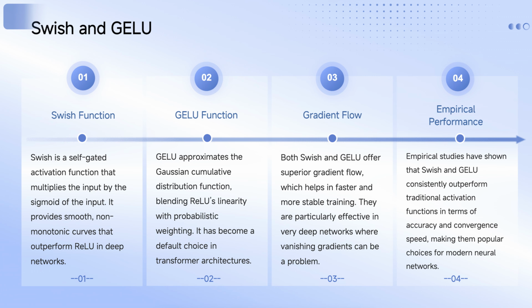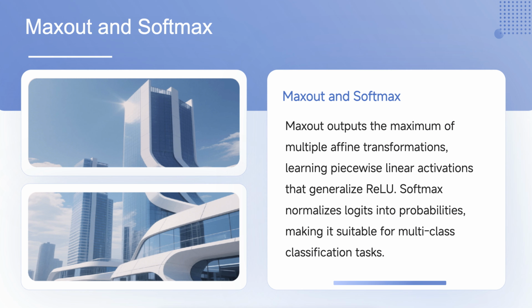Modern deep networks often use Swish and GELU. Swish multiplies the input by its sigmoid value, creating a smooth, flexible curve that outperforms ReLU in very deep networks. GELU, or Gaussian error linear unit, combines linear and probabilistic behavior. It's now the default activation in transformer models like BERT and GPT. Both Swish and GELU maintain strong gradient flow, which means faster and more stable training. There's also maxout, which takes the maximum of several linear functions, and softmax, which converts outputs into probabilities for multi-class classification.